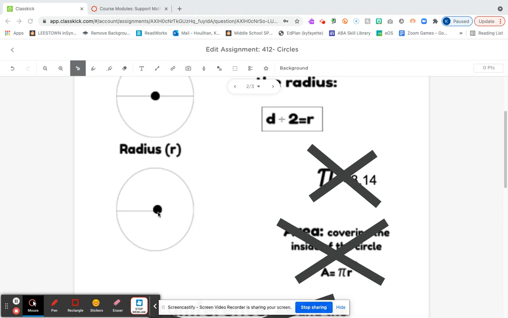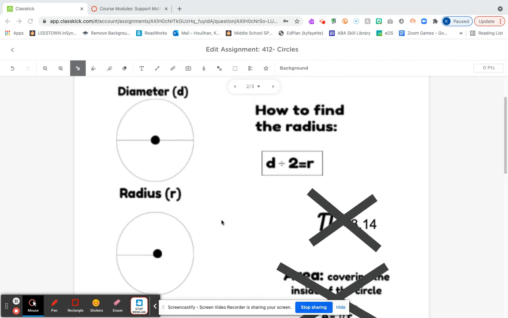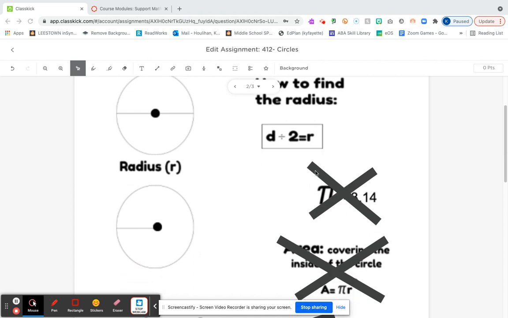Okay, so this radius, if you double it, it will be the diameter. All right, so if you have to find the radius, and all they give you is diameter, which I'm going to use D for, this lowercase d, if they only give you the diameter and you need to find the radius, you're going to divide by 2. So you're going to take the diameter and divide it by 2 to find the radius, because the radius is half of the diameter.